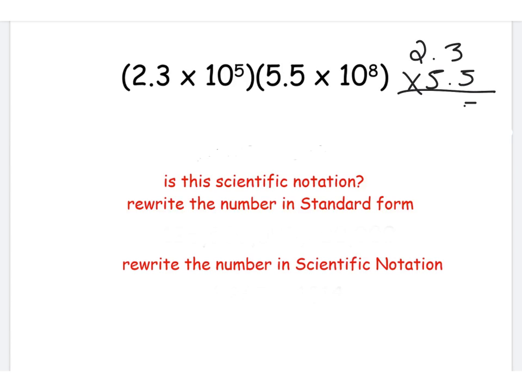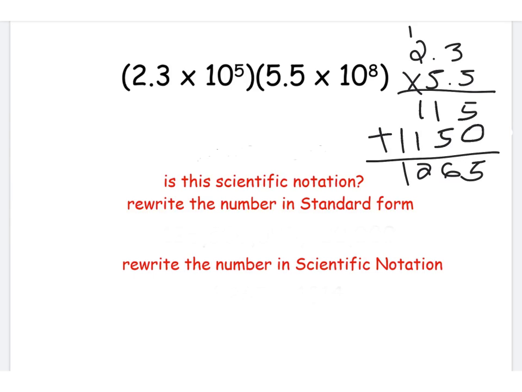So 5 times 3 is 15, carry the 1. 5 times 2 is 10, plus 1 gives me 11. I put my 0 as my placeholder, and then we move into the second 5. 5 times 3 is 15, the 1 is carried. 5 times 2 is 10, plus 1 is 11. So now I can add them together. 5 and 0 is 5, 1 and 5 is 6, 1 and 1 is 2, and then the 1.